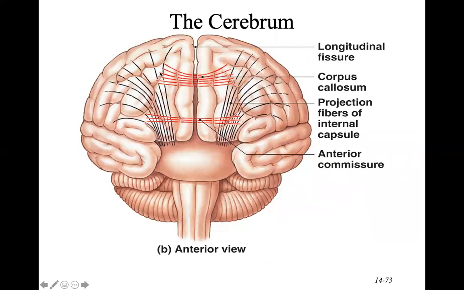So here is a nice view of both hemispheres, and you can see the corpus callosum. It's this band that goes back and forth, connecting the left and right side of the brain. There are projection fibers that connect within the same hemisphere of the brain, but the corpus callosum connects left and right. The longitudinal fissure separates the right from the left cerebral hemispheres.